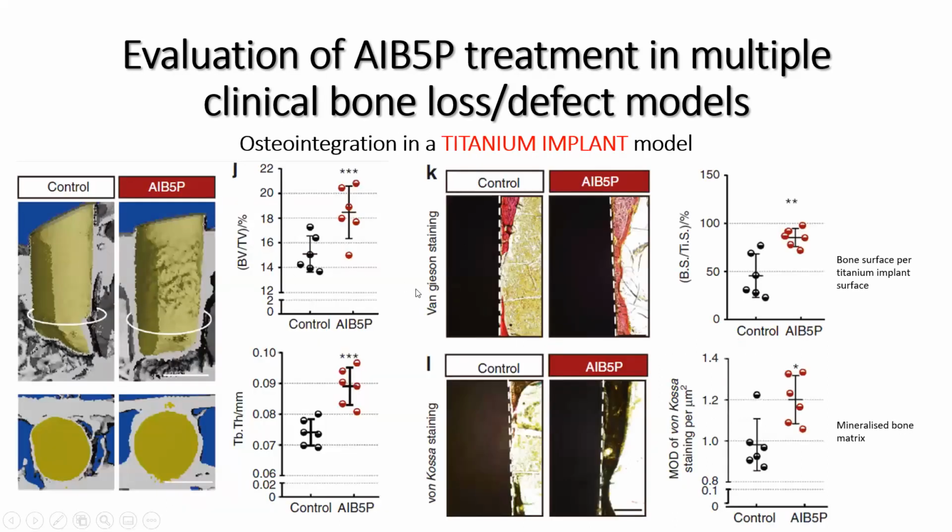Titanium implant models, so they implanted some titanium, and again, with the administration of the peptide, you can see that the bone has healed to a much greater extent around the implant compared to the control. And here, the two stainings show this red here in the control is the bone, and the red here is the bone after the peptide. So there is a much greater proportion of bone present.